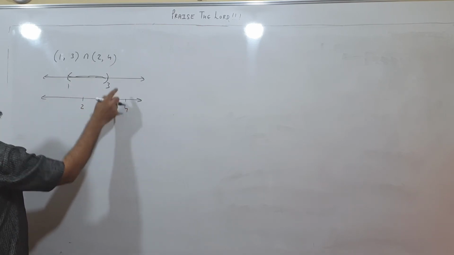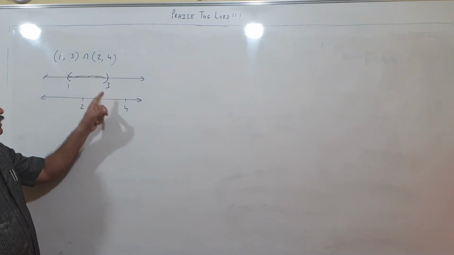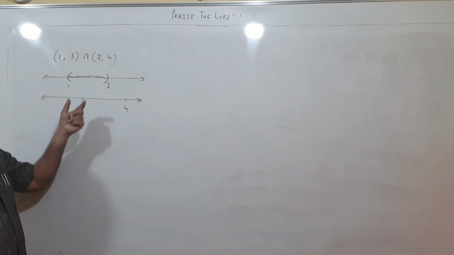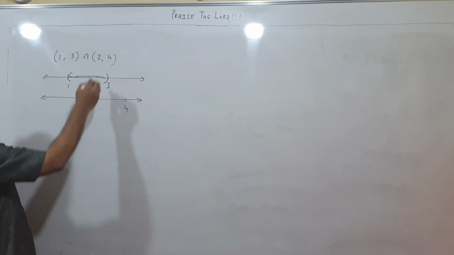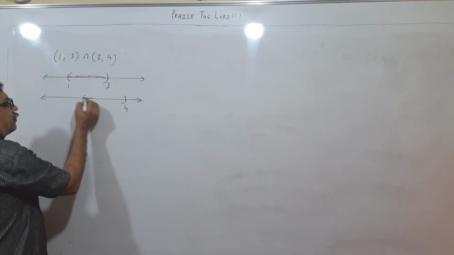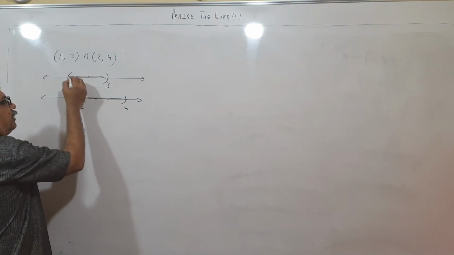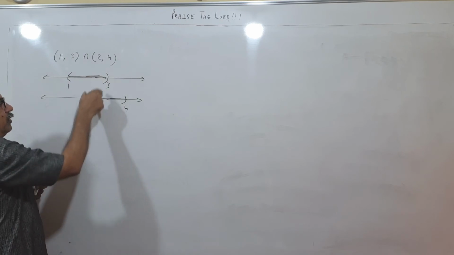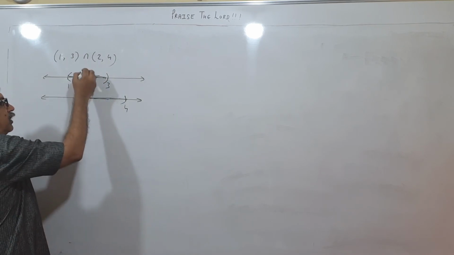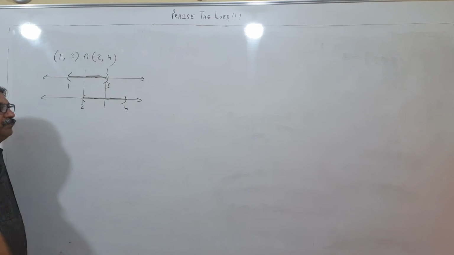2 and 4. Plot properly. 2 will come between 1 and 3. Don't plot 2 over here. Take judgment and plot the numbers in proper sequence. So this is 2, 4 means over here. I want common elements. Common elements means I can see which will be common, this will be common. These elements. Can you make out, children? These elements will be common.